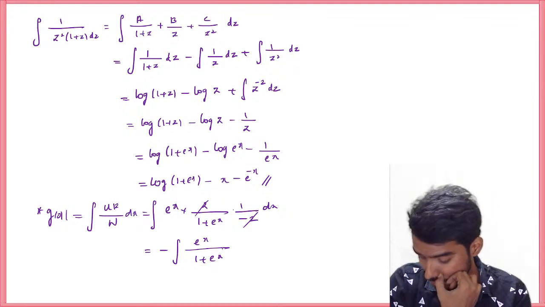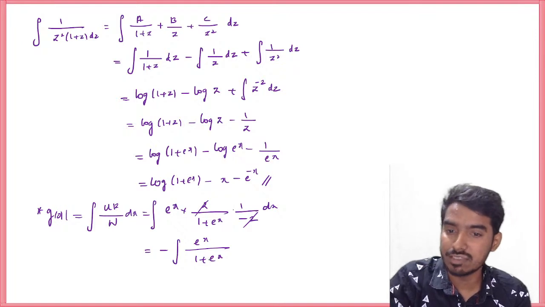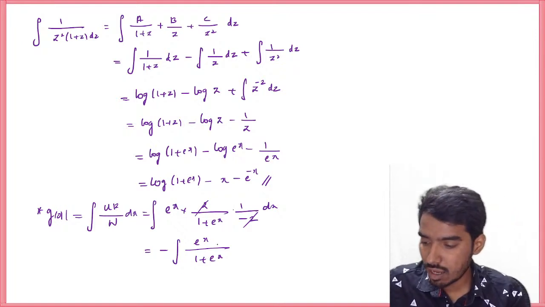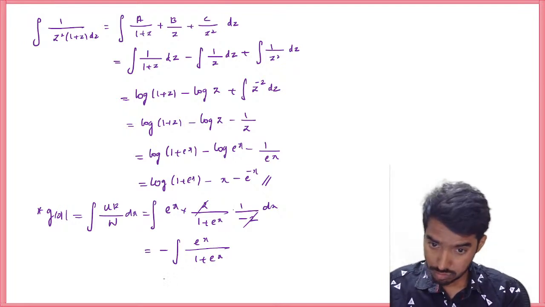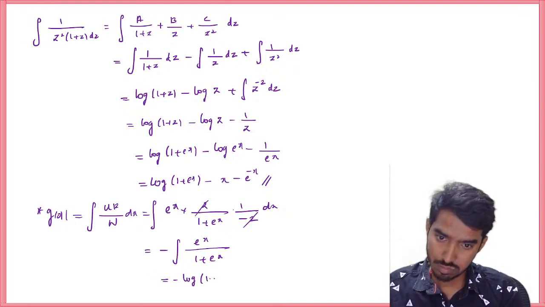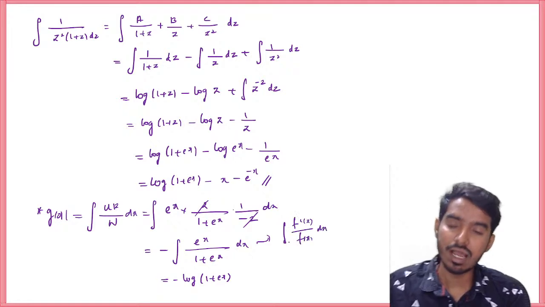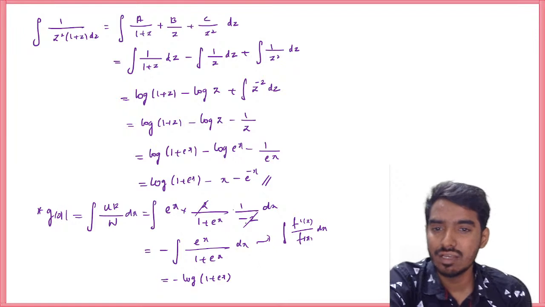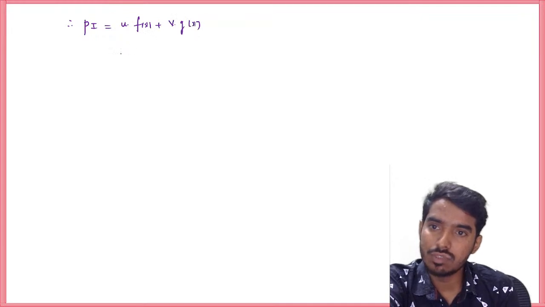Now we can see f of x, f dash of x, right? Therefore, this is minus log of 1 plus e power x. That's it. It is of the form integration of f dash of x by f of x dx. It is log f of x, right? So this is your g of x. So therefore, your particular integral is u into f of x plus b into g of x.